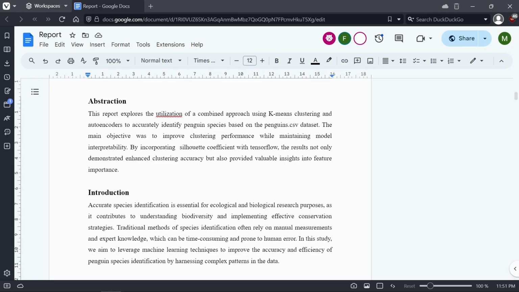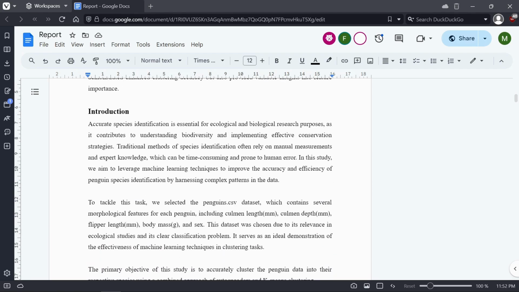So, for the extraction, this report explores the utilization of a combined approach using k-means clustering and autoencoder to accurately identify penguin species based on the penguin dataset. The main objective was to improve clustering performance while maintaining model interpretability. By incorporating silhouette coefficient with TensorFlow, the result not only demonstrates enhanced clustering accuracy but also provides valuable insight into feature importance interaction. Accurate species identification is essential for ecological and biological research purposes as it contributes to understanding biodiversity and implementing effective conservation strategies.